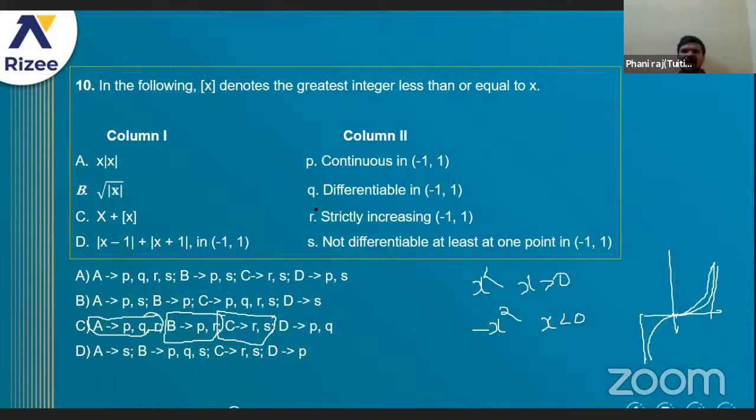Clearly, D is continuous. It involves mods. It's not differentiable. It's not strictly increasing as well, mind you. So it's P comma Q. So option C is the correct answer. PQR, PR, RS, PQ. Now you see, this is an easy problem because it's just sketching the graph and checking if it's differentiable. You just have to remember some basic points like modulus is never differentiable and stuff like that. Once you do that, everything else is trivial.